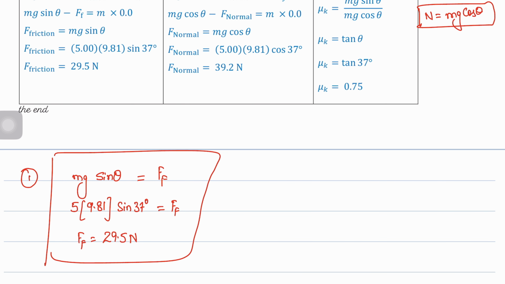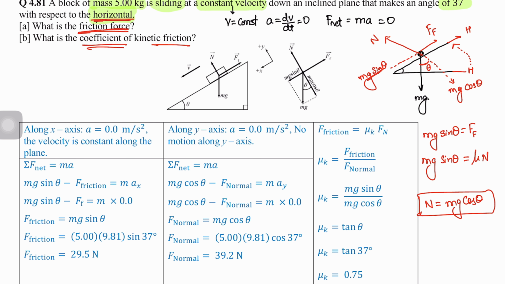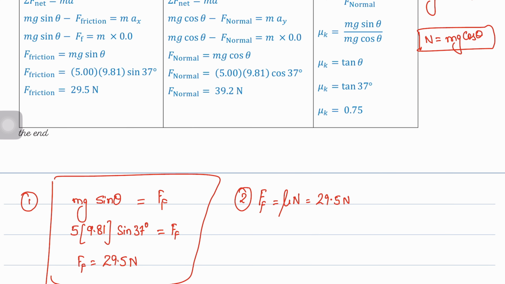Before going to solve this part number 2, you should know frictional force is equal to mu times of N, which is equal to 29.5 Newton. In case number 2, coefficient of kinetic friction. So what we are looking for? We have to find out mu. So use the second equation. N is equal to mg cosine theta. So what is the value of m? 5 times 9.81 times cos of 37 degree. So the value is 39.2 Newton.